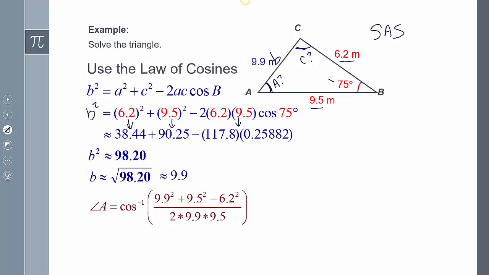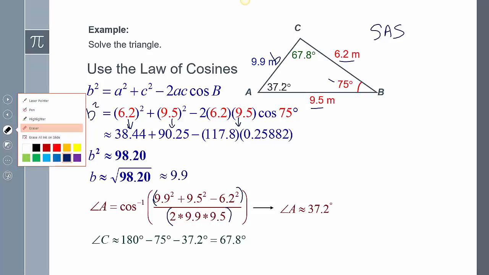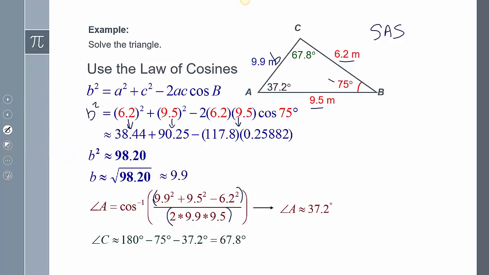In this case, I'm going to find angle A. Plugging that into my calculator, remember the parentheses, you have to format it correctly, and you're going to get 37.2. Once I have that value, I can do 180 degrees minus the rest, and I'm going to get my value for C. Like I said, the law of cosines isn't a complicated lesson, but that's essentially using the pieces there.